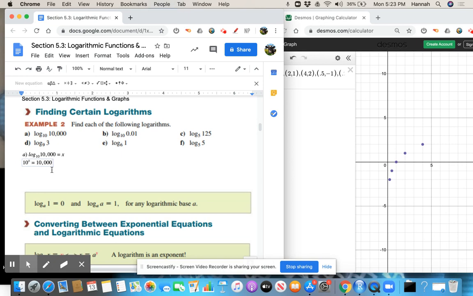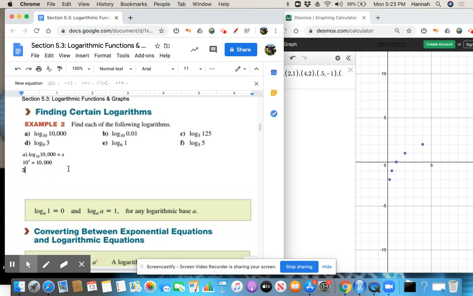So what they're asking you for when they say, what is the log base 10 of 10,000? They're saying, what's that exponent that makes 10 equal 10,000? 10 to the what power is 10,000? Well, that happens to be 3. So log base 10 of 10,000 is just 3. Okay? Let's say I did part B.